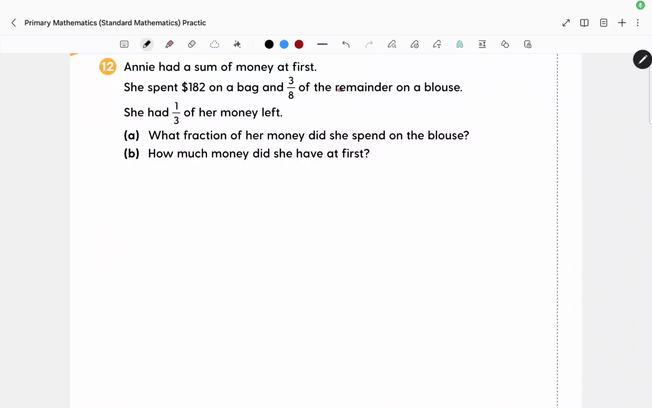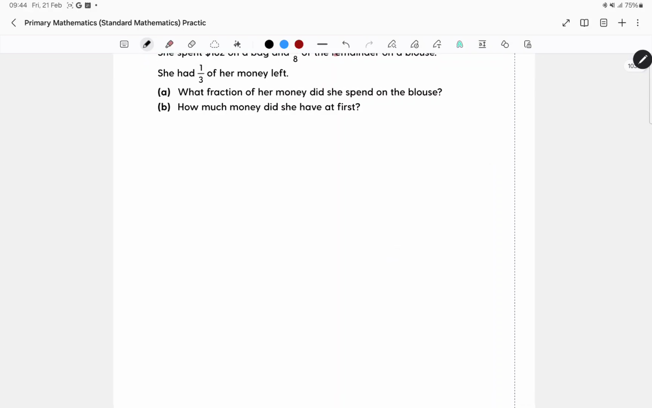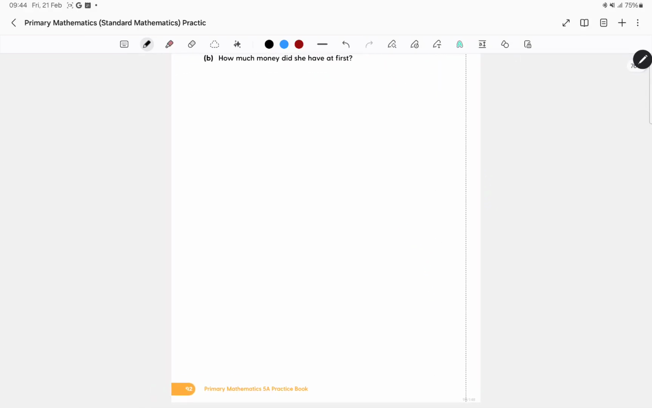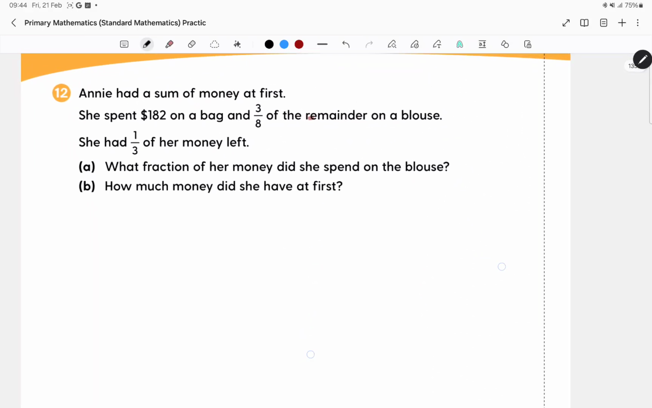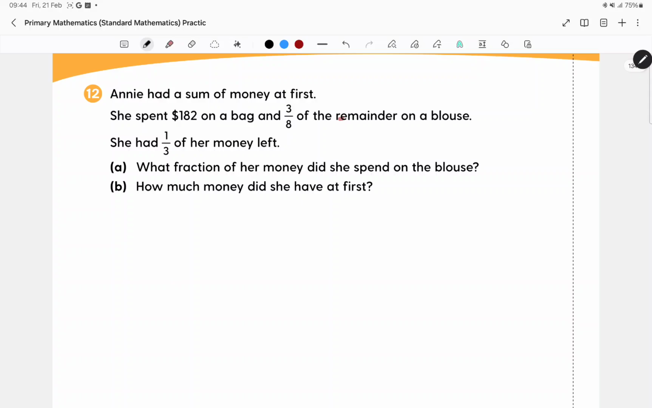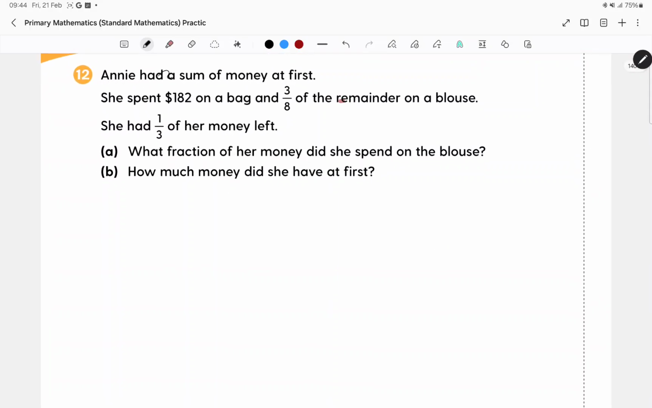Solving a word problem that is in P5 A practice book, page 92, question 12. The question starts with Annie having a sum of money at first. She spent $182 on the bag and 3/8 of the remainder on the blouse. She had 1/3 of her money left.